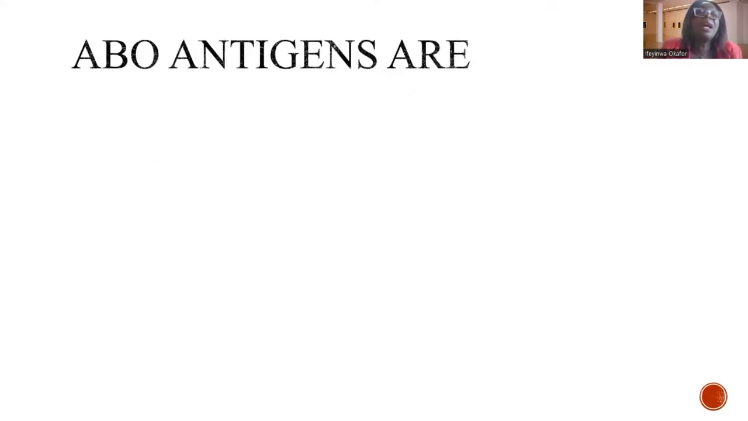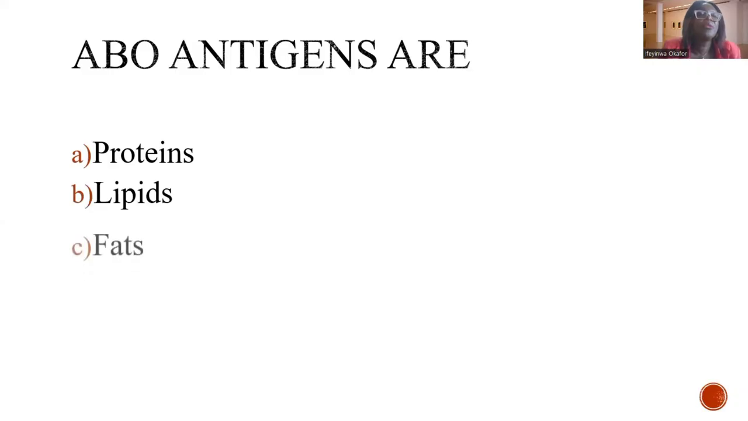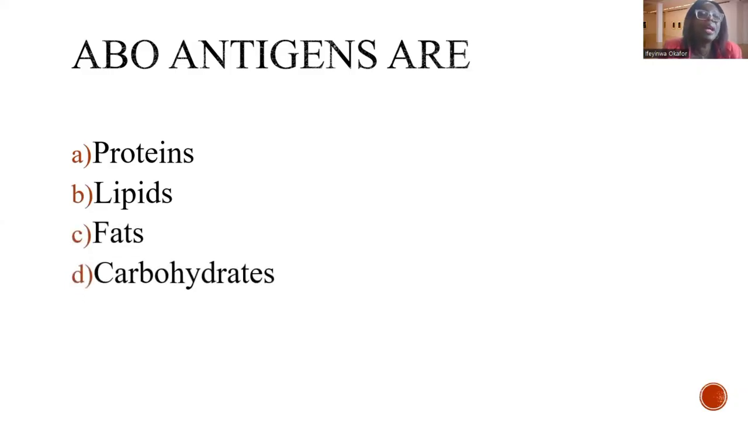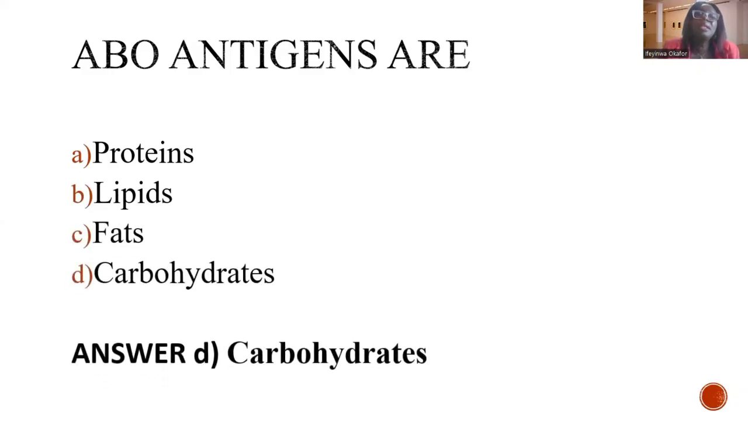ABO antigens are proteins, lipids, fats, carbohydrates. Answer, carbohydrates. ABO antigens are carbohydrates.